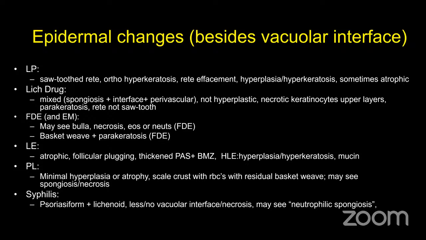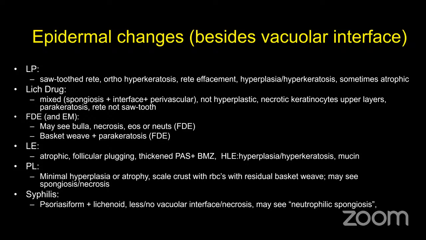Syphilis can be, as I showed you, hyperplastic. I didn't really point out that it's going to have a combination of psoriasiform acanthosis plus lichenoid. So when you see psoriasiform rete plus lichenoid infiltrate, and people like to talk about the rete being skinny in syphilis, but that combination plus perivascular, you have to think of syphilis.